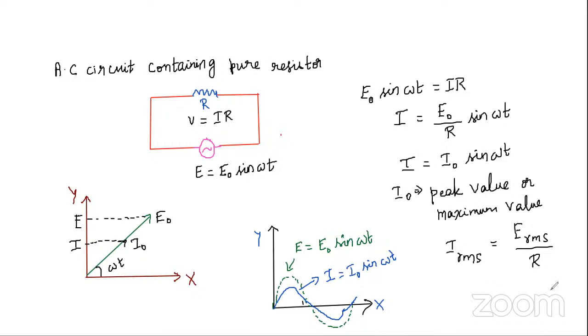And now we are moving on to the next concept, that is AC circuit containing pure inductor. So in this circuit, instead of resistance, you will be having the inductor coil.